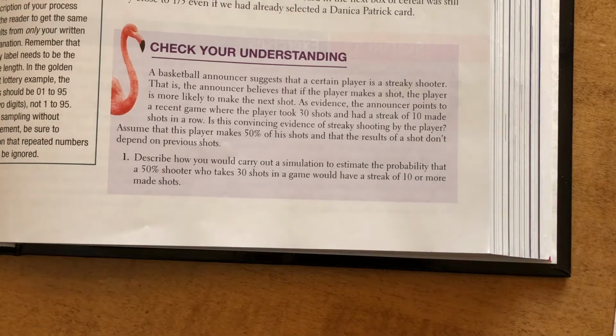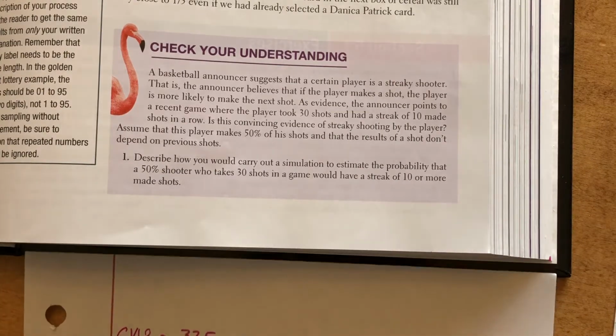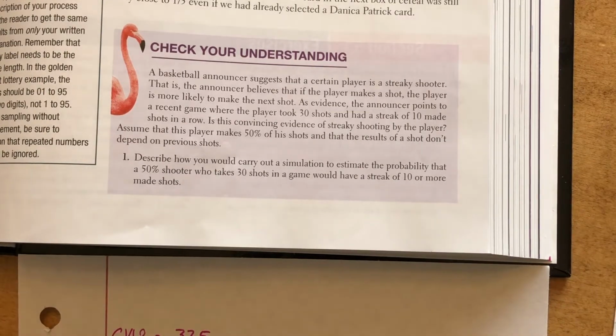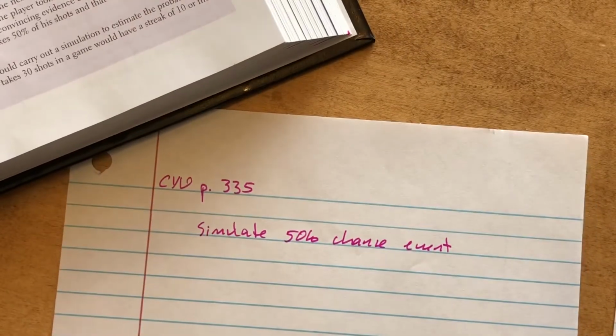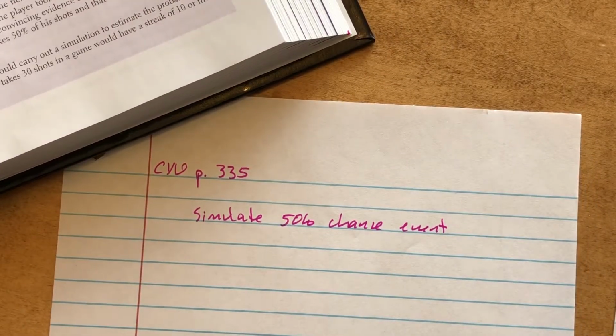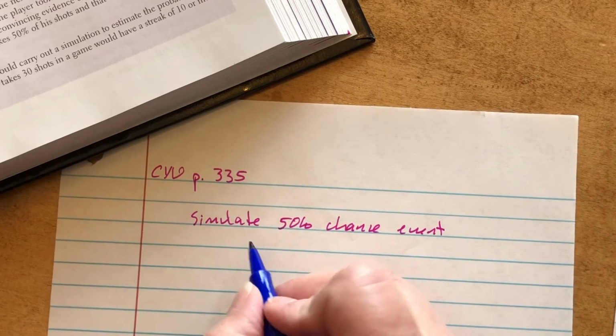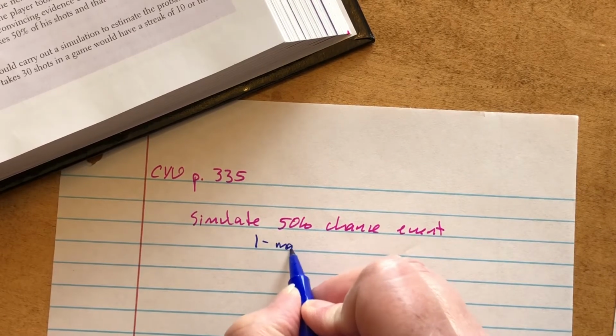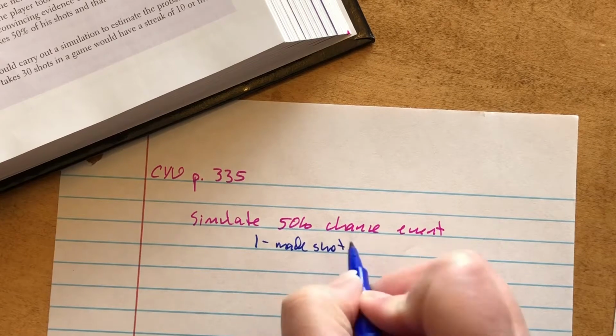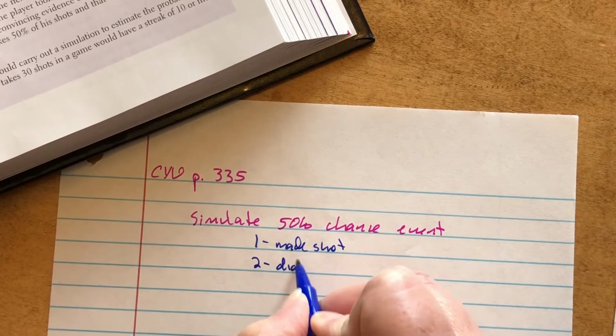All right, so what are we going to do here? We're going to simulate shooting a basketball. When we shoot the basketball, we're either going to make it or we're not. So how can I simulate a 50% chance event? Well, 50% is just 1 out of 2, so I'm going to choose 2 numbers. A 1 means they made the shot, and a 2 means they didn't make the shot.